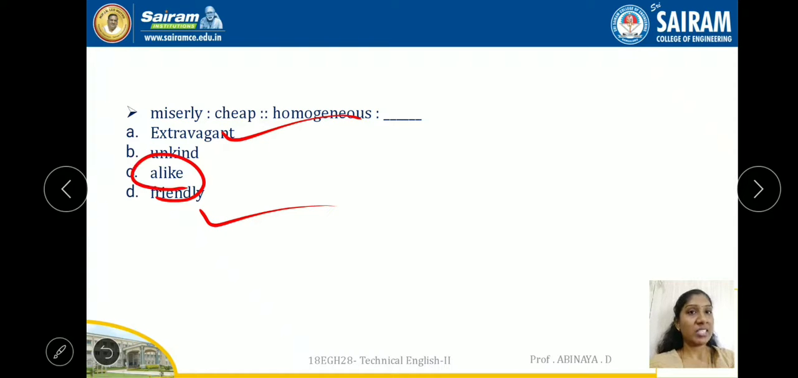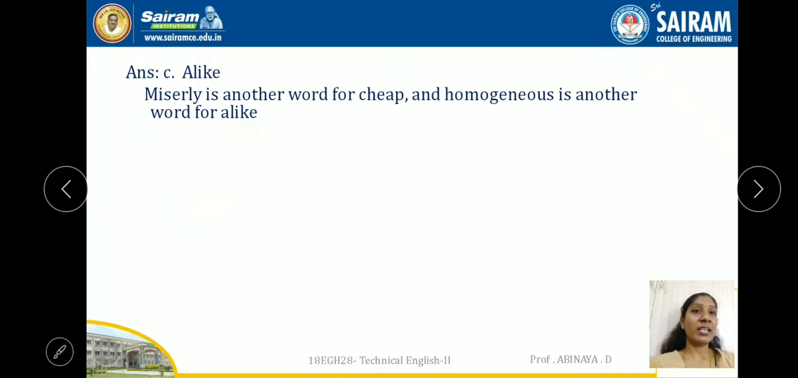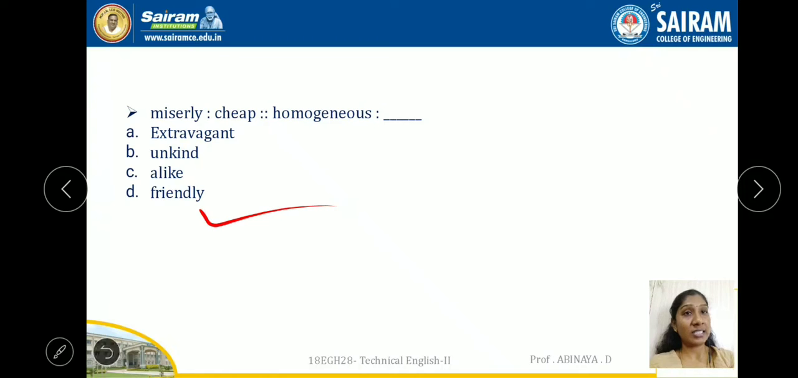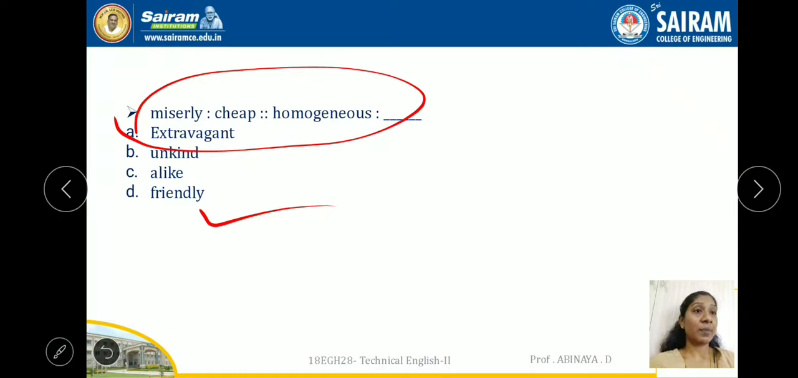Actually, homogeneous means alike, having the same quality. That is what homo means, alike. So obviously the meaning is alike. Miserly is another word for cheap and homogeneous is another word for alike. So this is a synonym relationship, I guess.